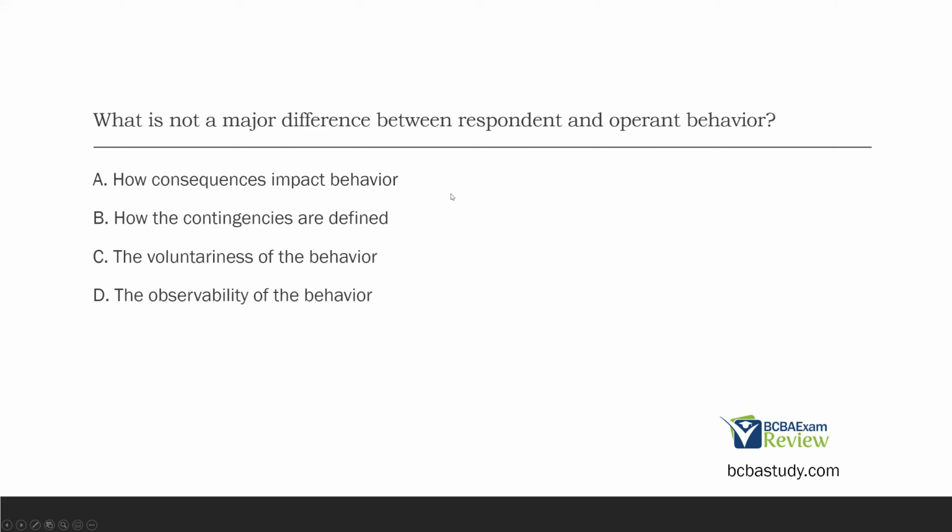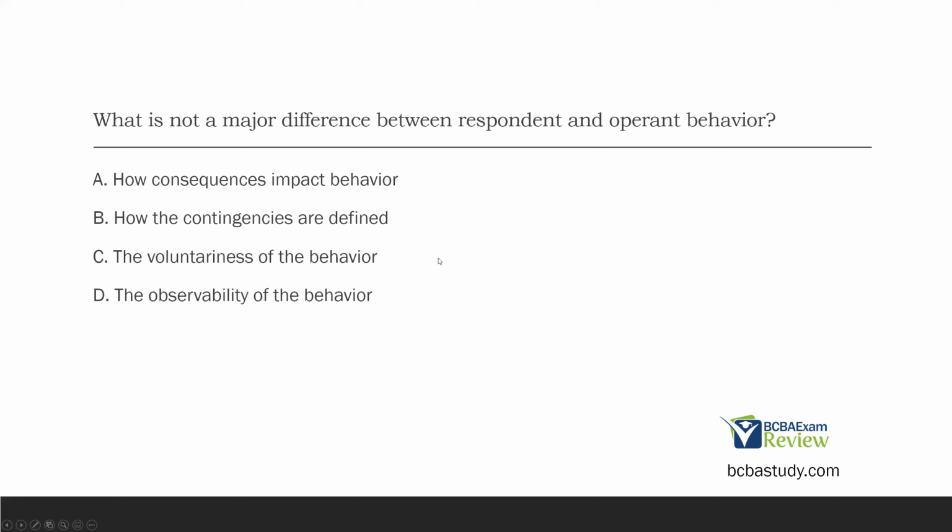A, how consequences impact behavior. Are consequences different for operant and respondent behavior? Absolutely. Think about your contingency. The respondent contingency is what? Stimulus response. Operant behavior is what? Stimulus response stimulus, ABC. Consequences play a huge role in operant behavior, not so much in respondent. So A is definitely a major difference. Remember, we're looking for one that is not a major difference.